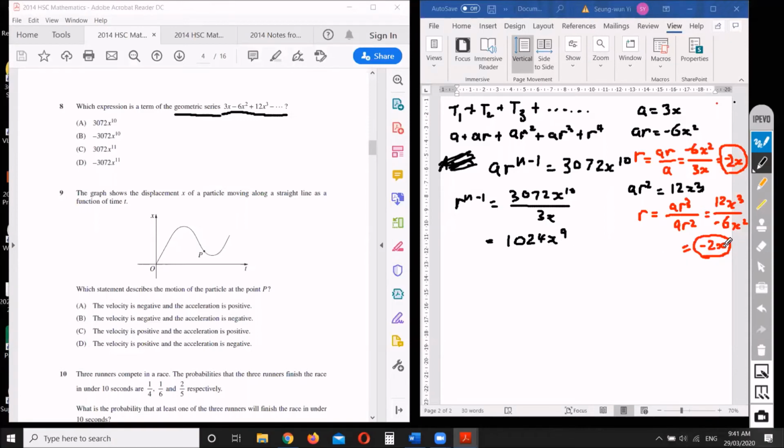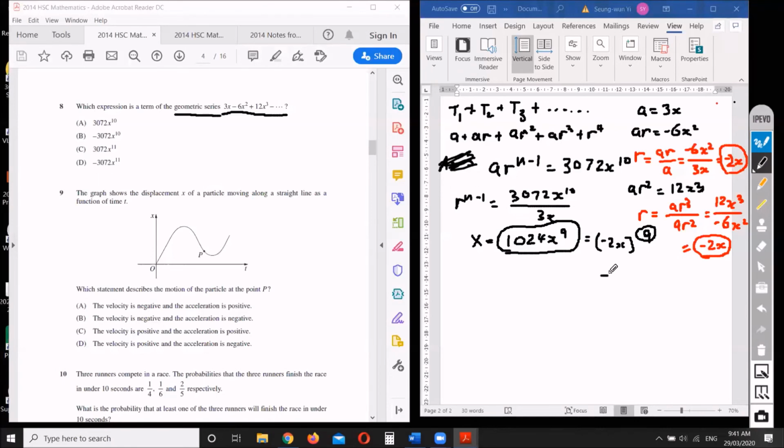Now what we've got to do is see whether or not negative 2x to the power of some number is going to give that. So they've got 9. What would negative 2 to the power of 9 be? Negative 512. So the answer is this one's not an answer. Got it?